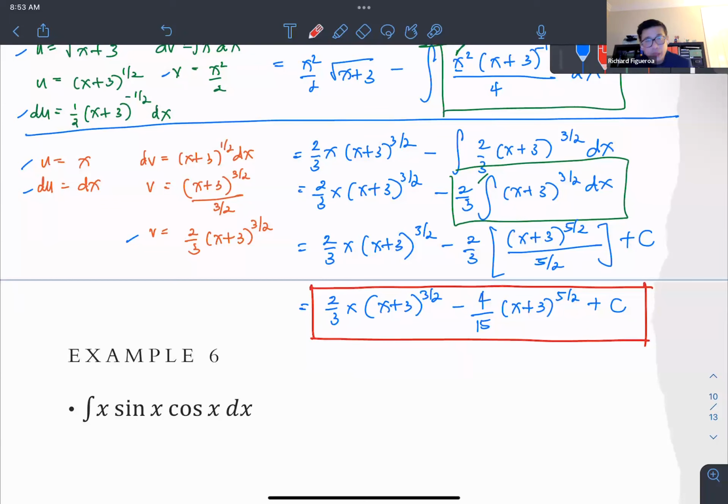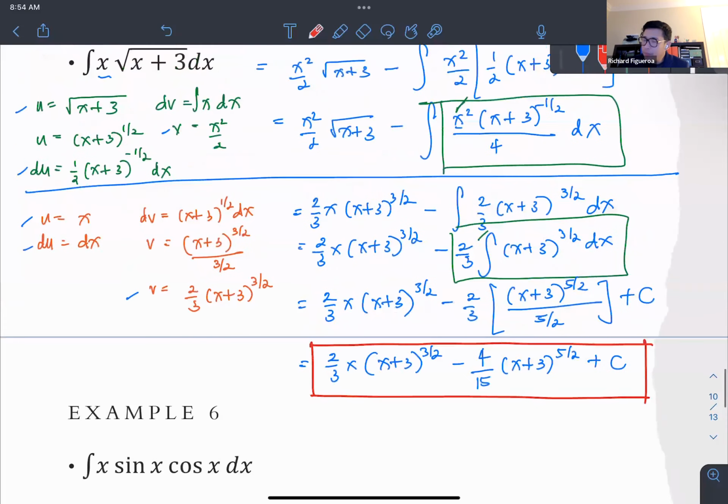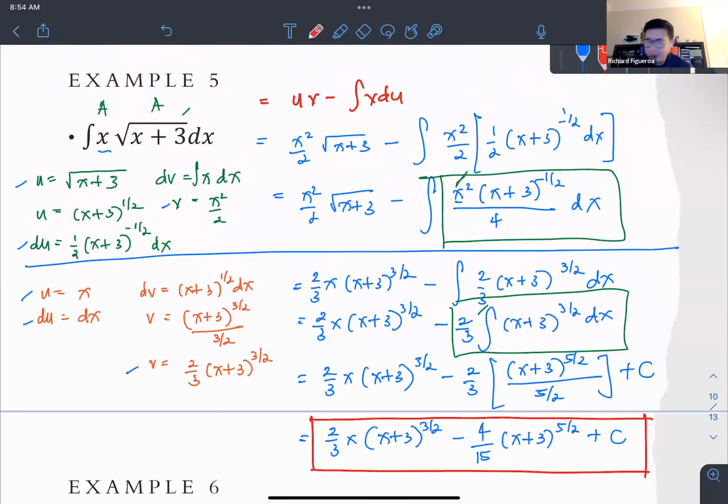So yun sinasabi kong trial and error. Okay? Kasi pag ganito siya, huwag mo na siyang ipilit. Okay? Pag mahirap na siyang integrate, baka kailangan mo siya palang baligtarin. So for you to get the correct answer. So this is incorrect. So this is the correct approach.